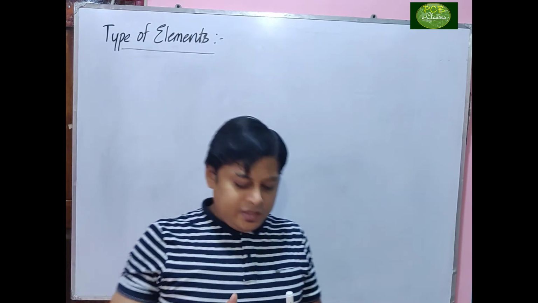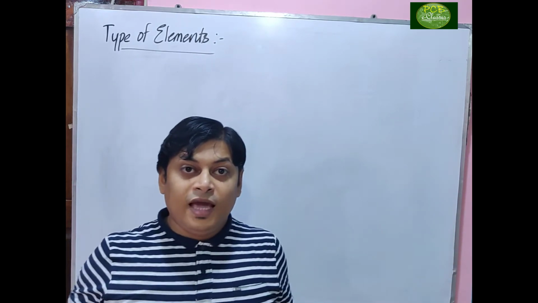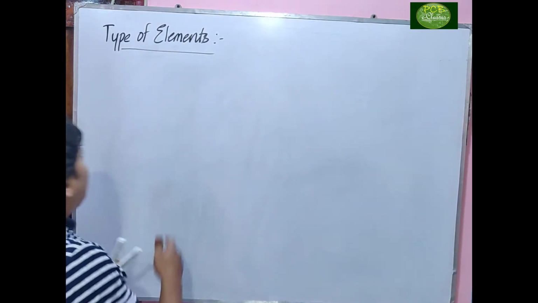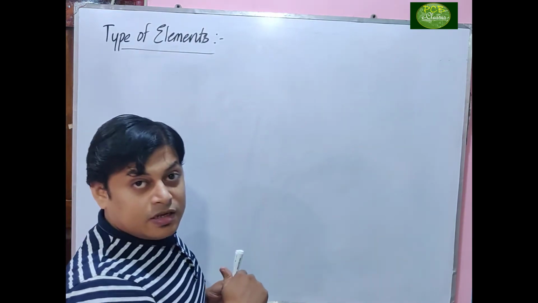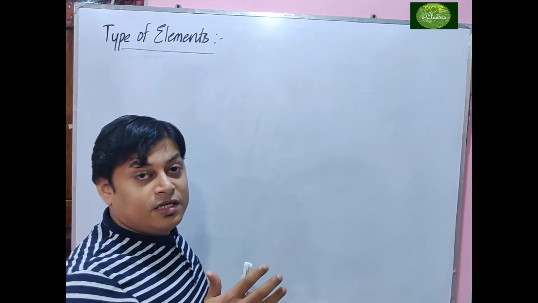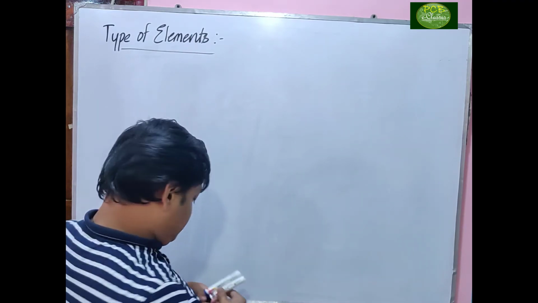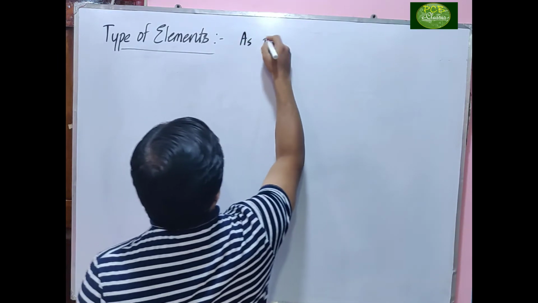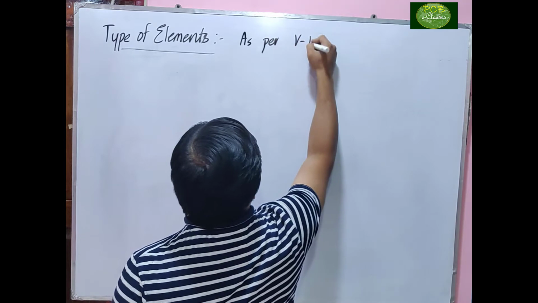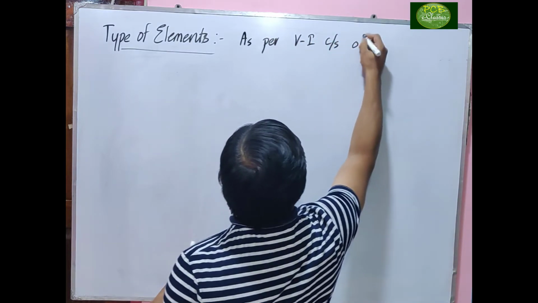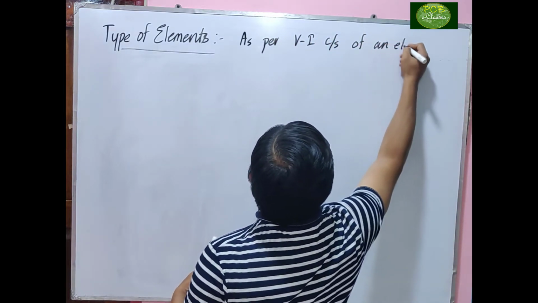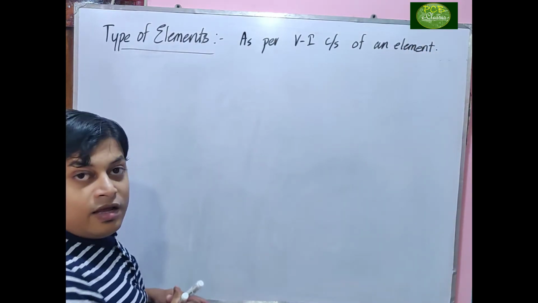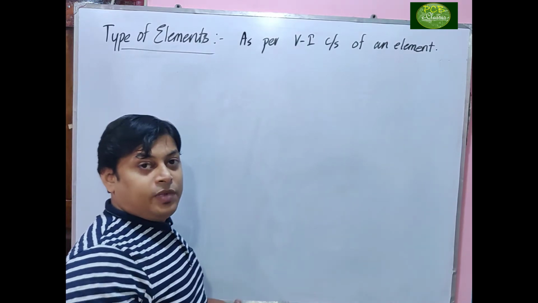The type of elements are taken as per the VI characteristic across an element. That means I have classified the elements with respect to the VI characteristic. As per the VI characteristic of an element, it has been classified.